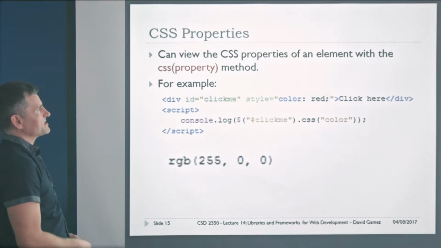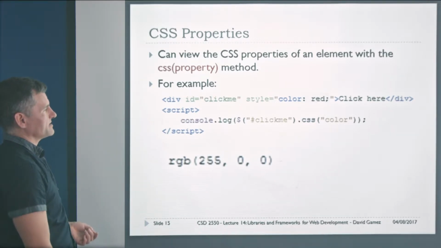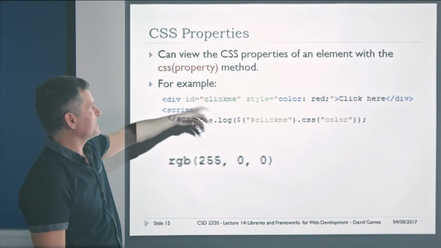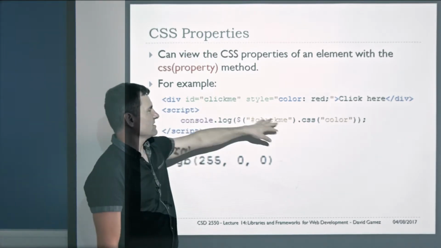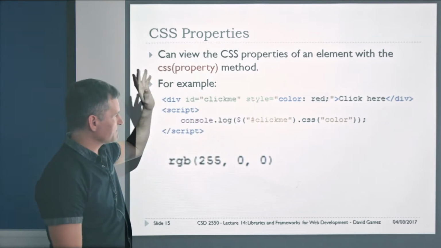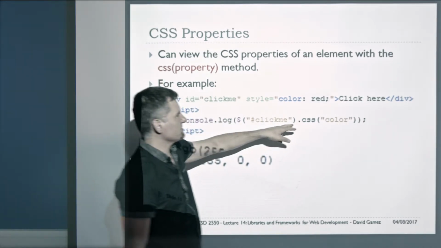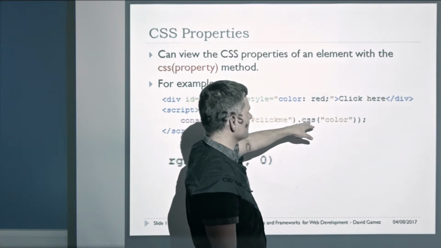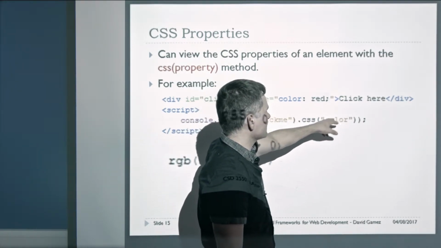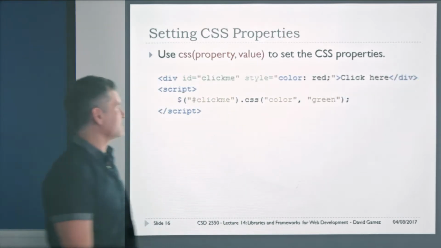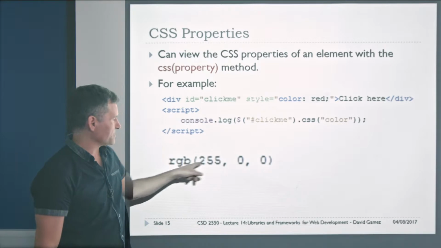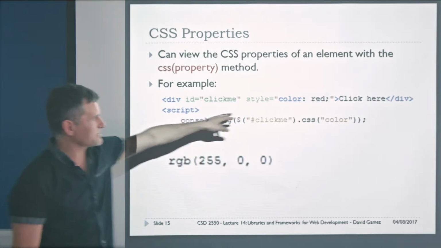CSS properties in an element, we can view and manipulate using the css method. In this case, I've got a div with the ID click me. So again, beautifully, $("#clickme") just pulls out that div with that specific ID. And then we can do .css. That's the jQuery method for accessing the CSS. In this case I want to access the color property, to see what color has been set. So if I log that, I get rgb(255, 0, 0) because it's been set to color red.